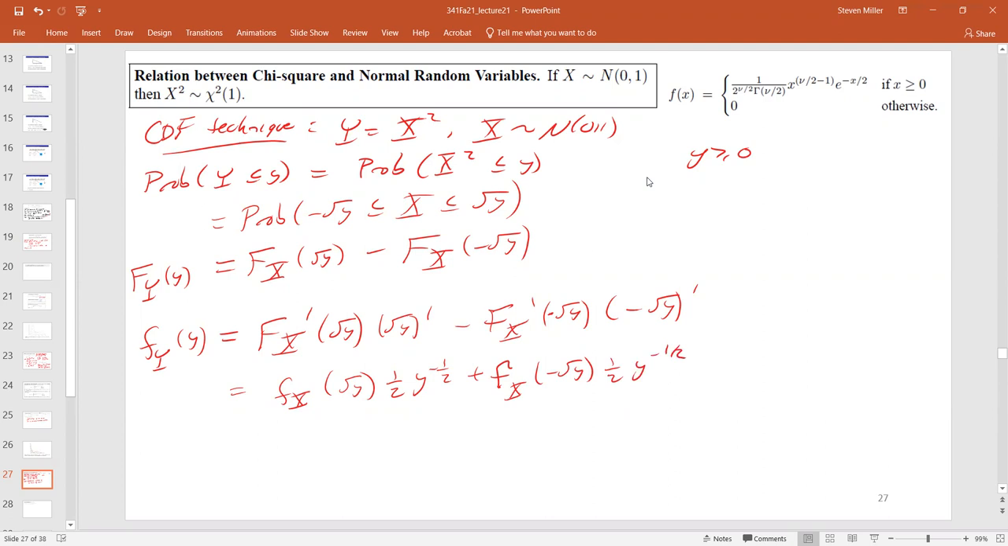But because the density of the standard normal is symmetric, if I evaluate at square root of y or negative square root of y, it's the same thing. So this is going to just be twice the first, so the 1/2s cancel. It'll just be f_X of square root of y times y to the minus 1/2. Well, it's 1 over square root of 2 pi e to the negative input squared over 2. The input is square root of y. So I get e to the negative y over 2, times y to the minus 1/2.